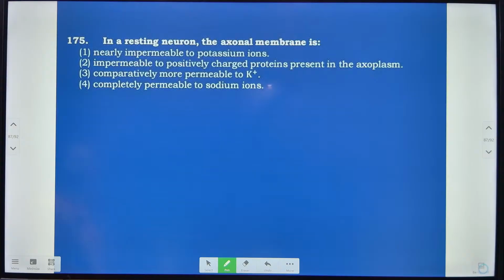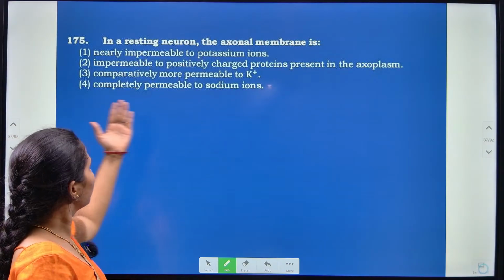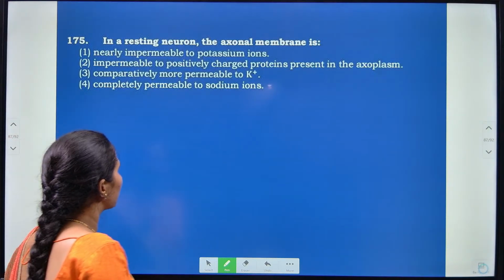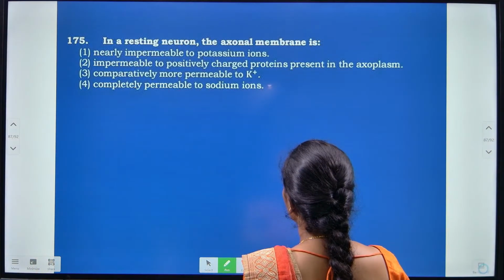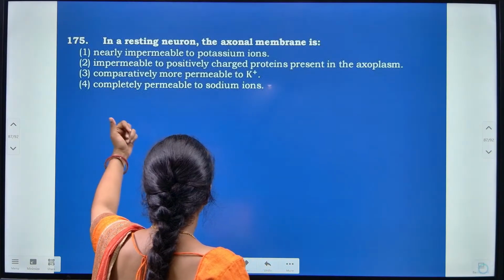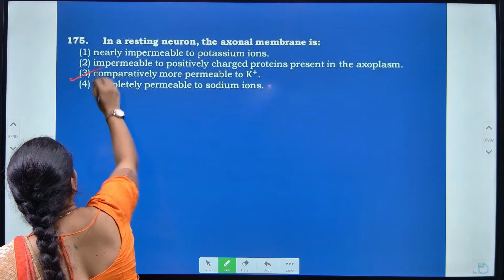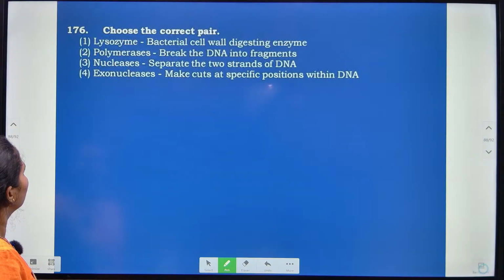Next question. In the resting neuron, the axonal membrane is nearly impermeable to the potassium ion. Is it impermeable to the positively charged proteins present in the cytoplasm here, or is it comparatively more permeable to the K plus ions, or is it completely permeable to the sodium ions here? So, it is comparatively more permeable to the K plus ions here, not the sodium. So, again it is a direct question.